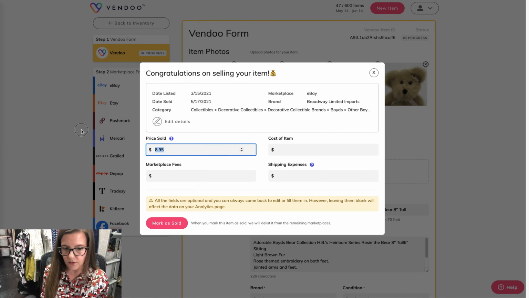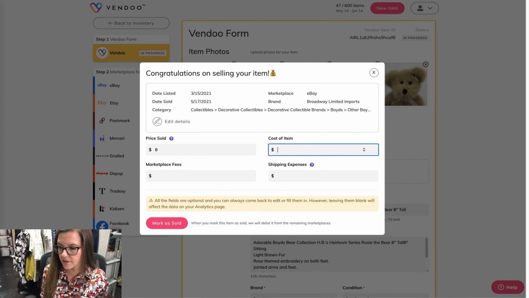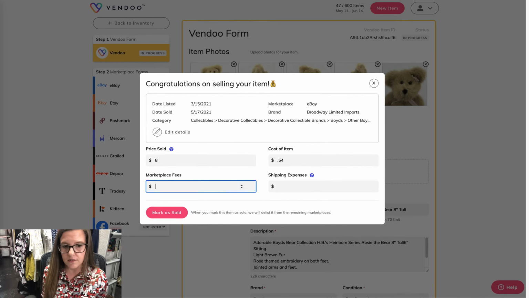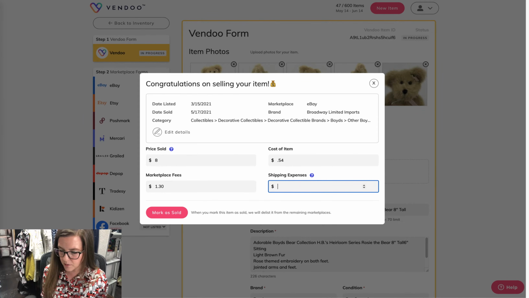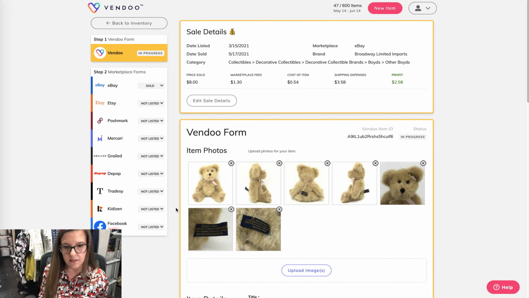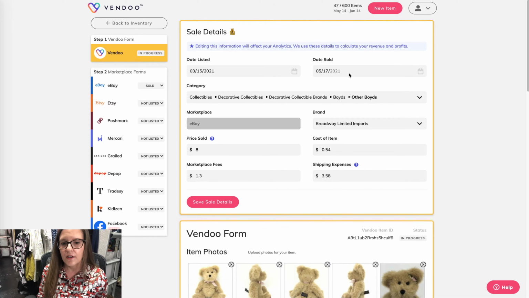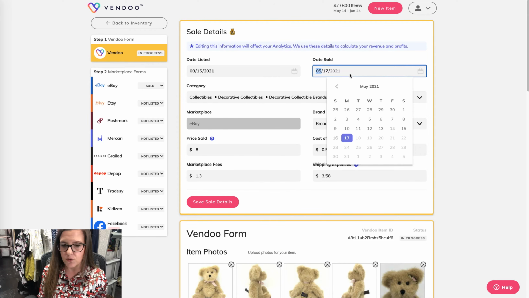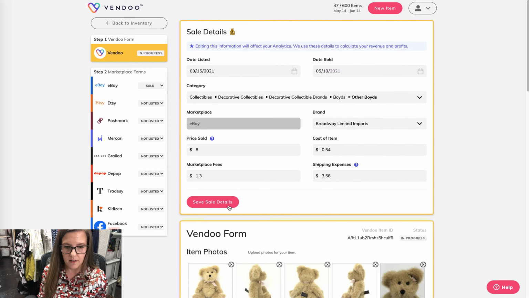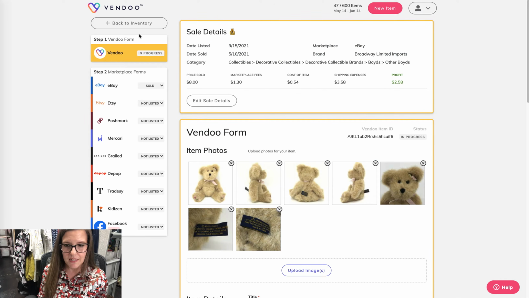sold for, which was $8. I'm gonna put in the cost of the item, which was 54 cents. Marketplace fees, $1.30, and shipping expenses, $3.58. Now you'll see that the date is saying it's today, and I don't want that because I want accurate sales numbers. So I go back into edit sale details and I put the actual date it sold, which was the 10th. So as you can see, it's pretty easy. Now I'm going to copy the profit onto my receipt at $2.58.